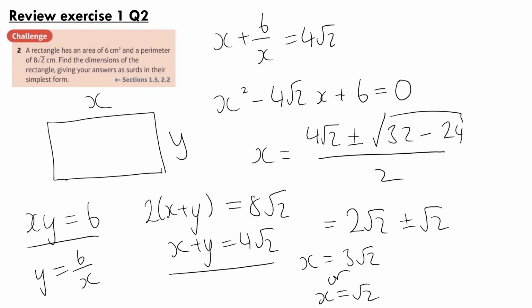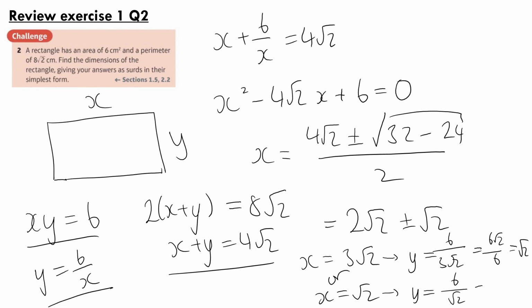And the corresponding value of y, so y is 6 over x from our equation here. So 6 over 3 root 2, multiplying top and bottom by root 2, we get 6 root 2 over 6, or just root 2. And if x equals root 2, then our y value is 6 over root 2, which is 6 root 2 over 2, or 3 root 2. You can see no matter which value of x we choose, our side lengths will still be root 2 and 3 root 2. So our answer is root 2 centimeters and 3 root 2 centimeters.